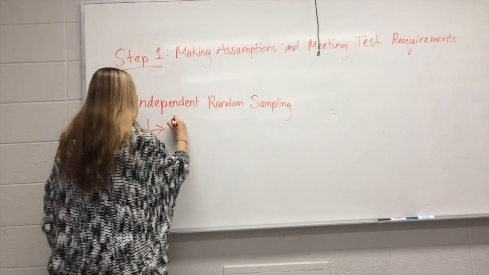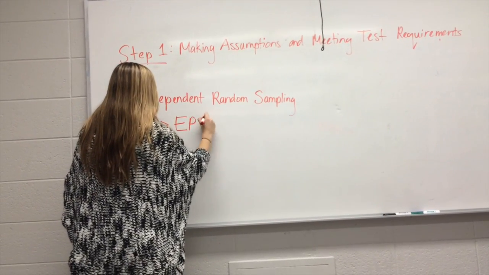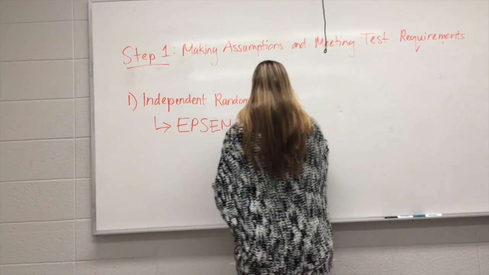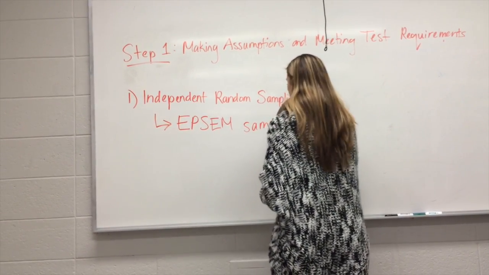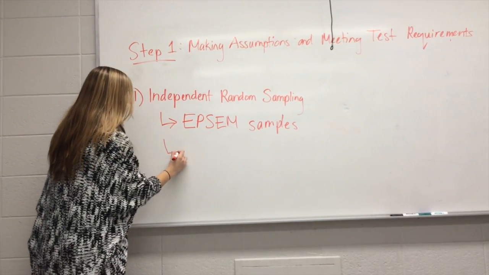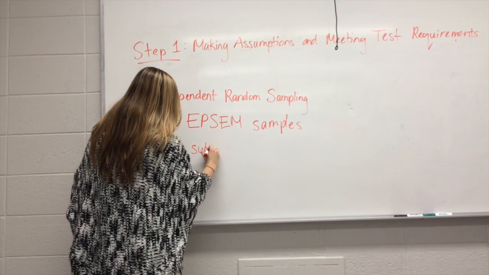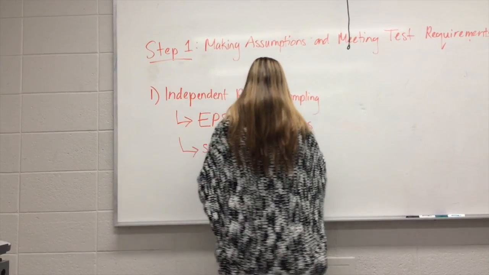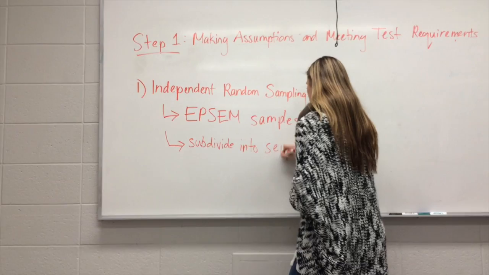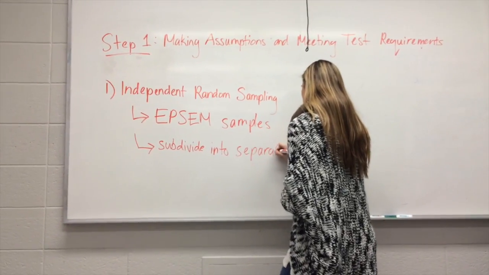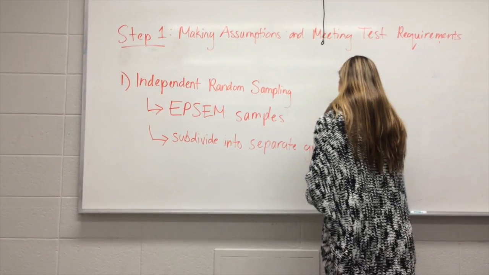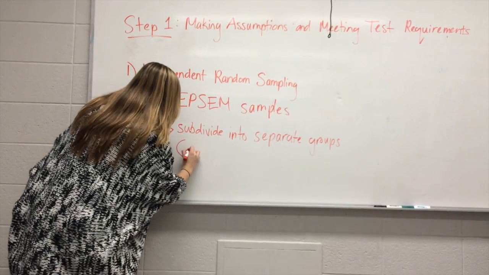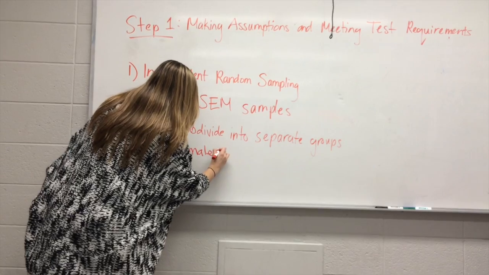In independent random sampling, the two-sample situation requires that the samples be selected independently as well as randomly. This requirement has been met when the selection of a case for one sample has no effect on the probability that any particular case will be included in the other sample. This can be satisfied by drawing EPSEM samples from separate lists. It is usually more convenient to draw a single EPSEM sample from a single list of the population. Each case in the population must have an equal chance of being selected for the sample, and then subdivide the cases into separate groups. For example, in our case, we will be comparing males and females.